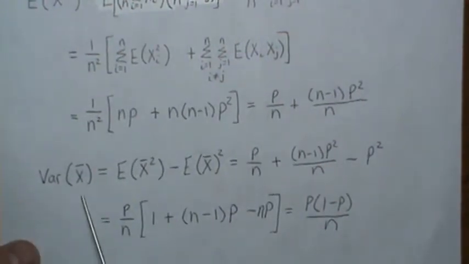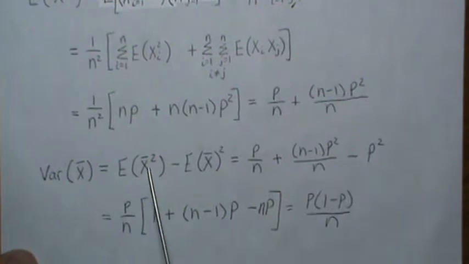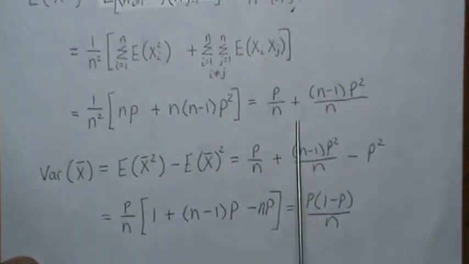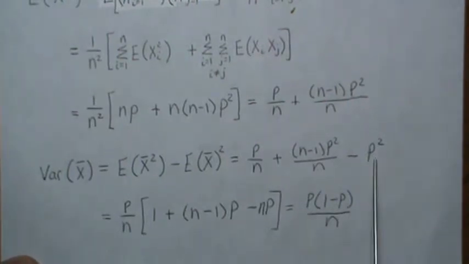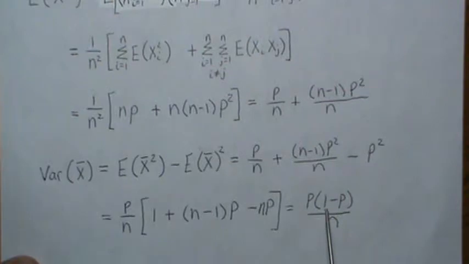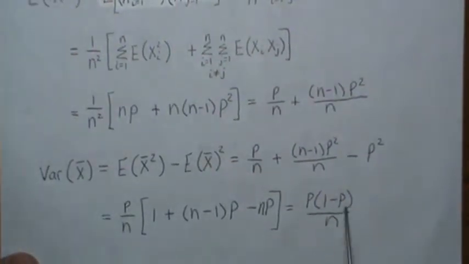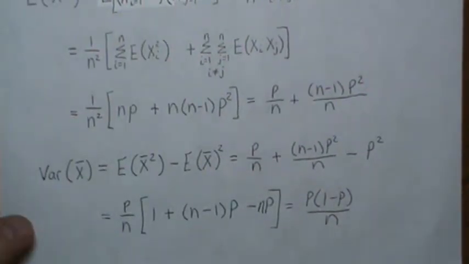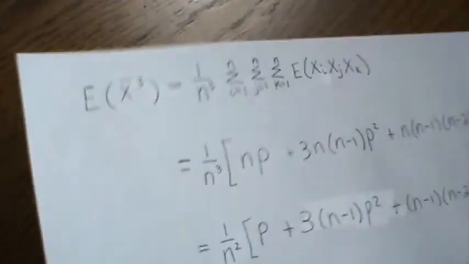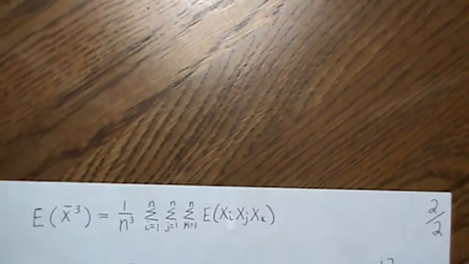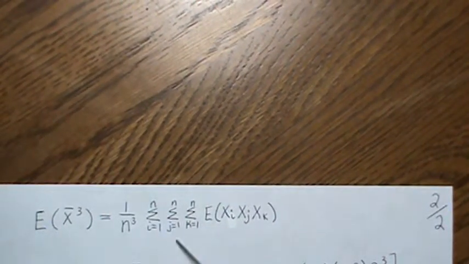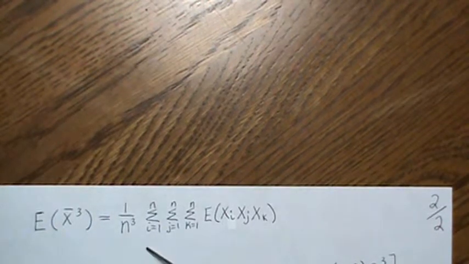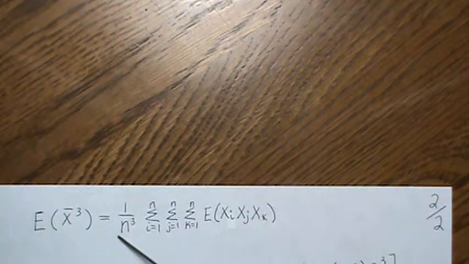So the variance of x bar is the expected value of x bar squared minus the expected value of x bar, quantity squared. Plug in this minus the mean squared, reduce it, and you get pq over n, which is also a pretty well-known quantity. So now let's look at this one. We're skipping a few steps here from here to here, but I think it's going to be obvious.